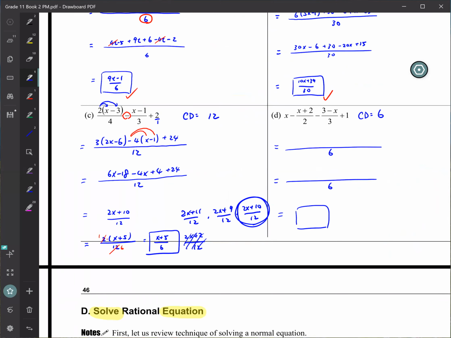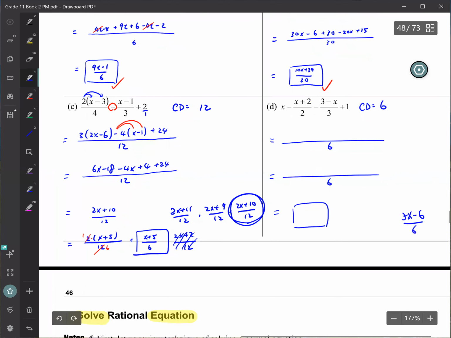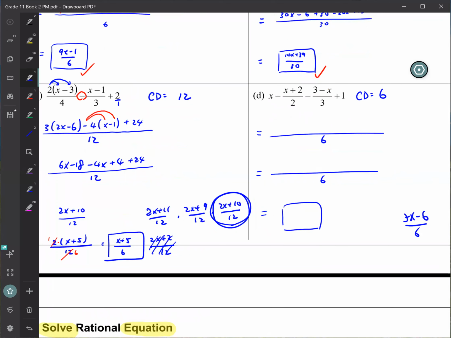Question D. What's your answer? Amanda, final answer for D. 5x minus 6 over 6. Can we reduce the 6 and 6? Selena? No, because why not? There are two terms on the top. Yeah, two terms, they are stuck together, count as one factor, so you cannot cancel.